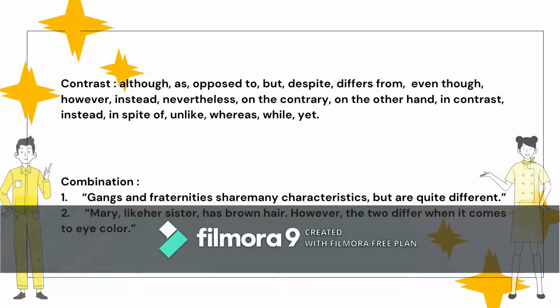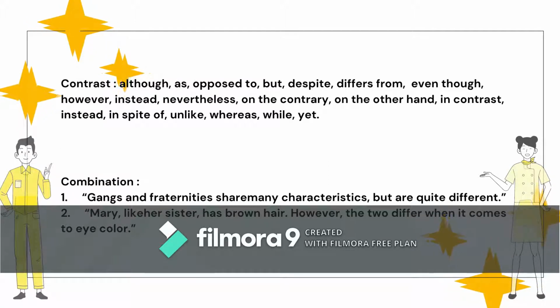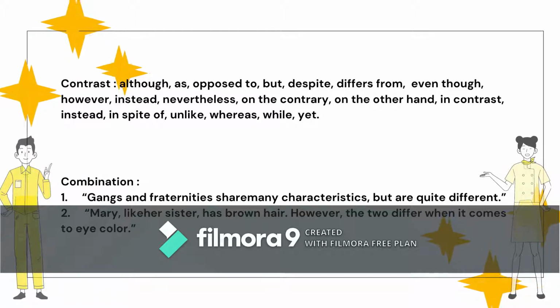Combination. Number 1. Gangs and fraternities share many characteristics but are quite different. Number 2. Mary, like her sister, has brown hair. However, the two differ when it comes to eye color.